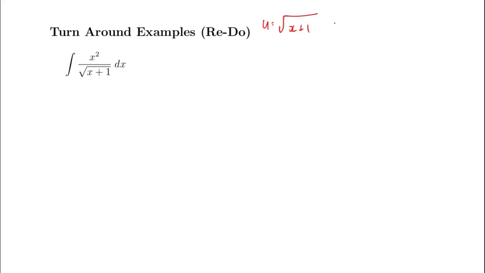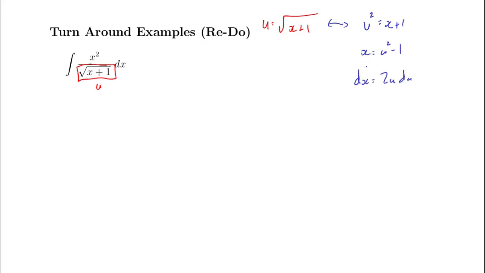I'm going to say, okay, what this means is that u squared equals x plus 1, so that means x equals u squared minus 1. Cool. So this part in the bottom, that whole thing with the square root becomes u. I can see, wait a second, x squared, that's u squared minus 1 squared, but I still need to substitute out the differential. Let's substitute it with a dx equals 2u du, right?